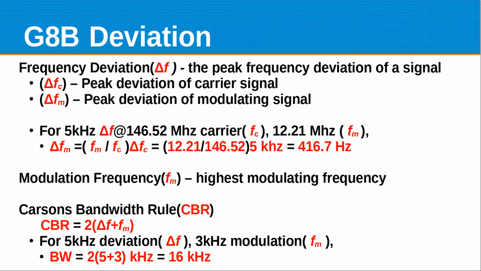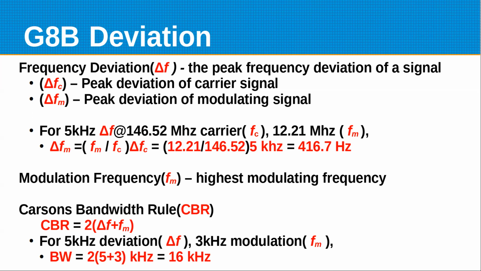So when we generate FM, we're going to change the frequency of the carrier, or deviate it. And in this case, we're going to represent that as a delta F, or the deviation, which is the peak deviation of the signal. Now, we also have the modulating signal, which also has a peak deviation in frequency. So in order to figure out how much deviation you need, in normal amateur radio FM, the deviation is 5 kilohertz.